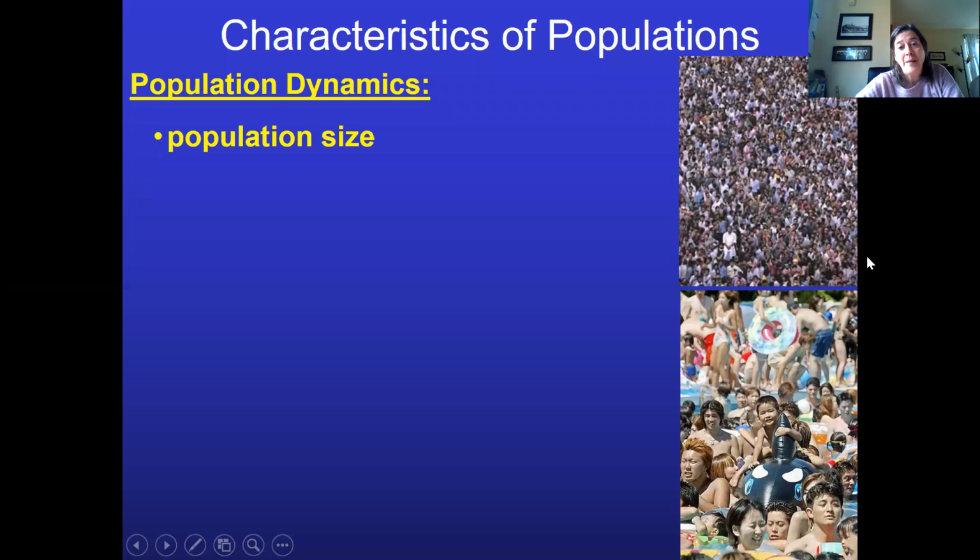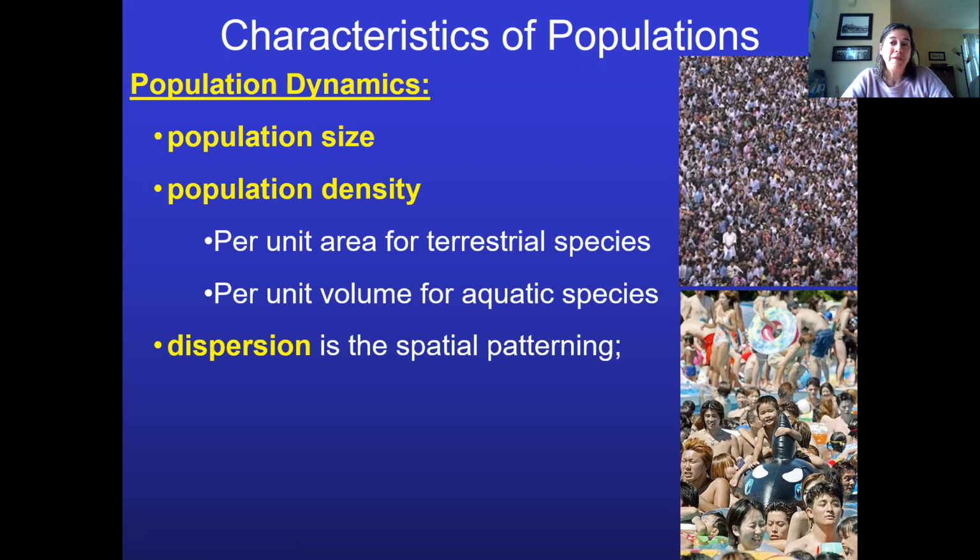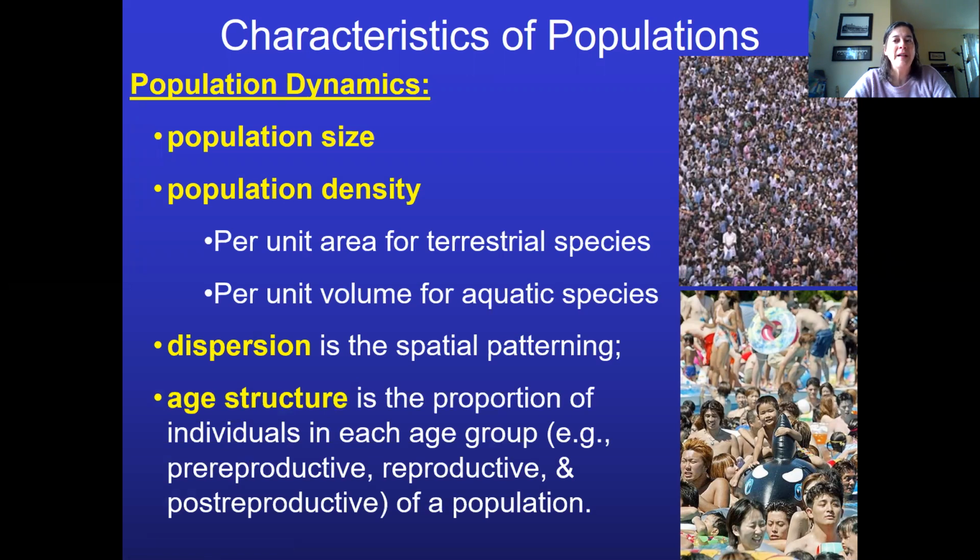So population dynamics depend on a few things: population size, population density, and dispersion. The first two are probably pretty obvious to you, but the last one, the spatial patterning, is also really important, and we'll talk a little bit more about that one. And then finally, the age structure, which is the proportion of individuals in each age group. When we talk about that, there are three general categories: pre-reproductive, reproductive, and post-reproductive. And when we talk about those age groups, we're talking about women, since they're the ones that have the children.